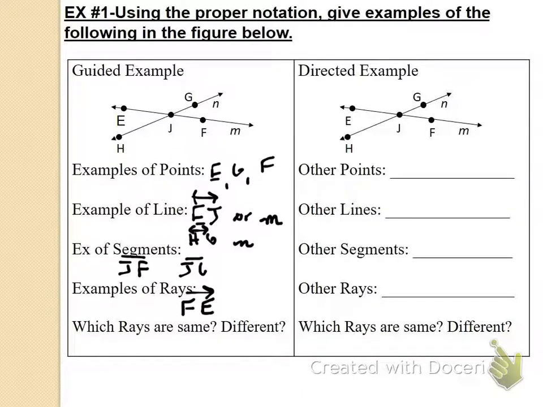Other points. Can you list some more points? Can you list some more lines? Can you list some more segments? Can you list some more rays? On the right-hand side, take a second to try to list some more of those. You can stop the video and then start it back up in a second, and I'll try to give you some more examples to see if you come up with the same thing.